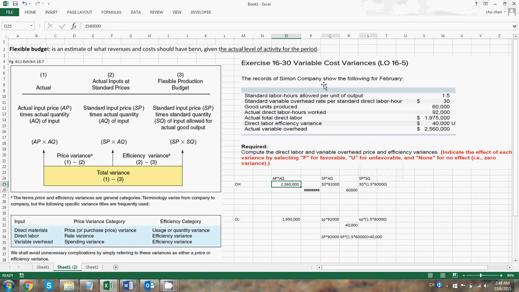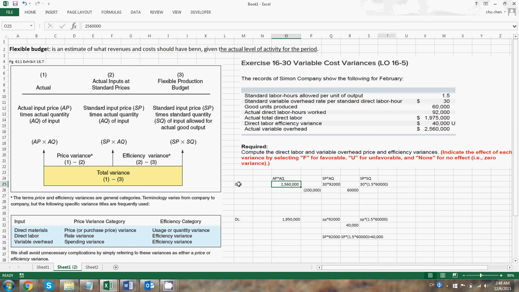The next step is we try to find out the difference between these three numbers. The difference is 200,000, because the actual price is less than the standard price, and that's actually what we like. It lowers our overhead costs, so it's favorable. On the other hand, it would be unfavorable.